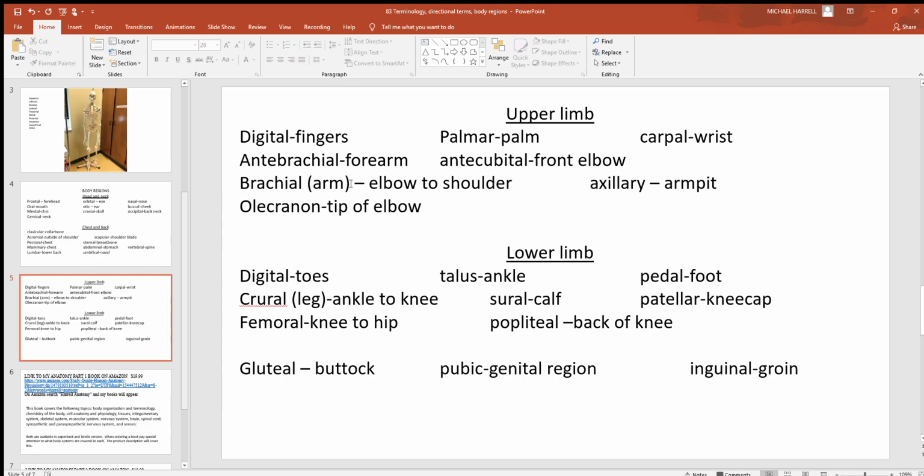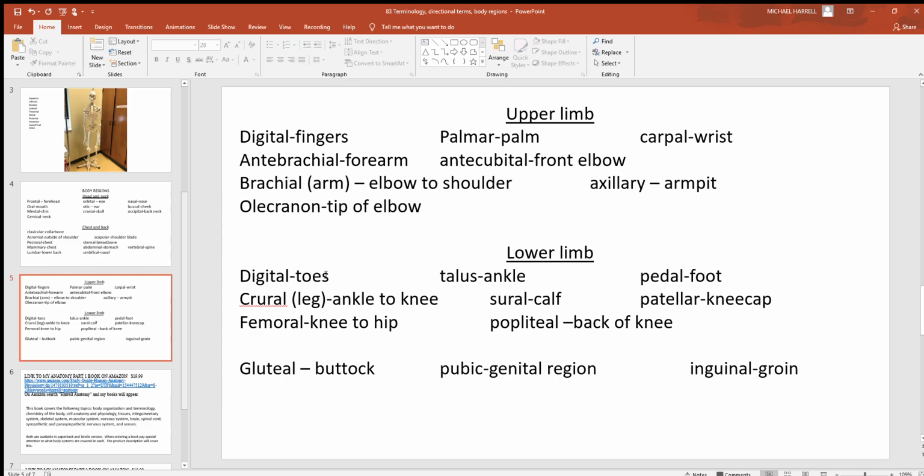Now, a lot of times people think of arm as being all of their upper limb. Not now. That is just part of an upper limb. So that brachial or arm region is just that area from your elbow to shoulder. If you want to say shoulder to elbow, that's fine too. Axillary, up under your arm, your armpit. Olecranon, that is the tip of your elbow. It's a piece there called the olecranon process, part of the ulna bone.